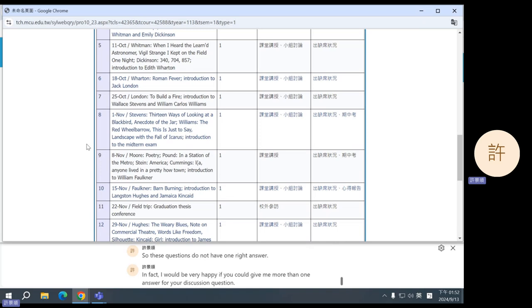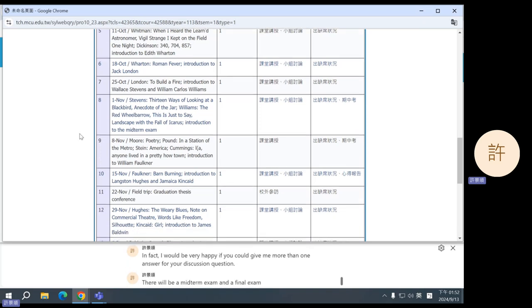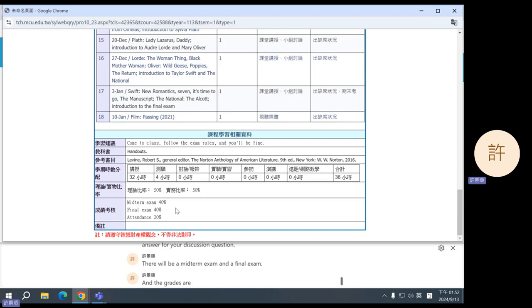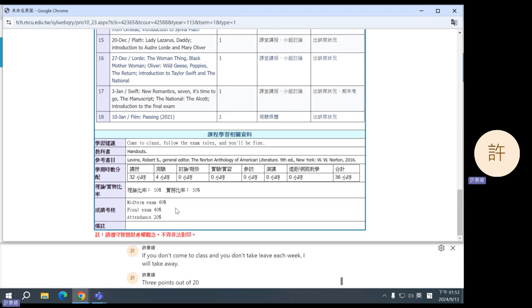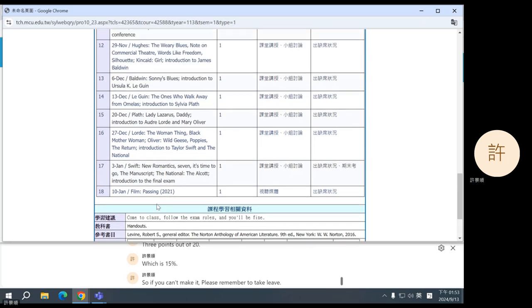There will be a midterm exam and a final exam. And the grades are, the exams are each 40%, and then 20% is attendance. Attendance just means that you either come to class or you take leave. If you don't come to class and you don't take leave, each week I will take away 3 points out of 20, which is 15%. So if you can't make it, please remember to take leave. And week 18, we're going to watch a movie.